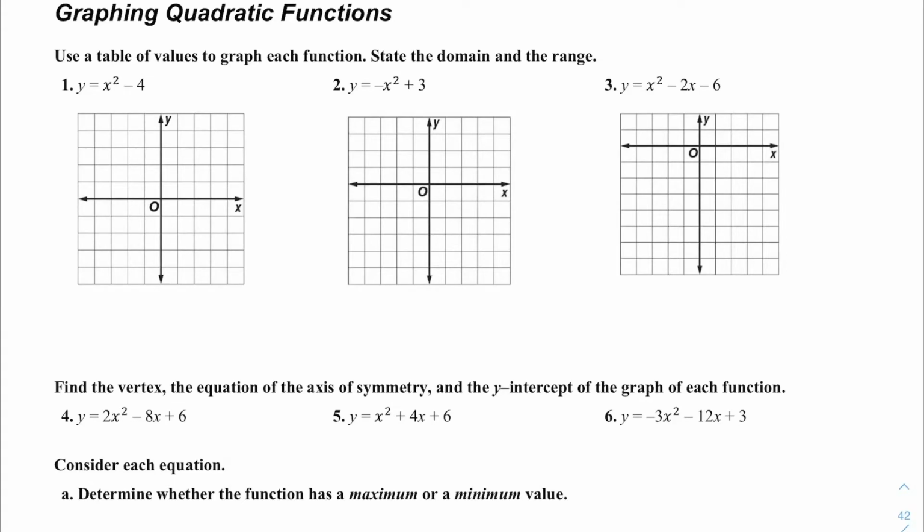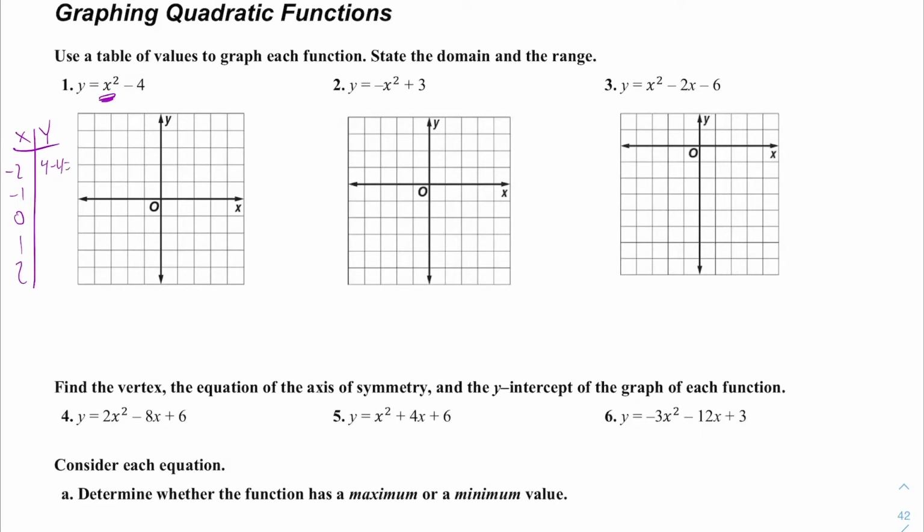Hello everyone, in this video we're going to not only graph but also look at how we can label quadratic functions. Starting with the first question, it asks us to use a table to graph it, so let's make an x and y table. We get to pick the x's, so let's do some easy ones like -2, -1, 0, 1, and 2. These are easy because the only thing I have to do with those x's is square it and then subtract 4.